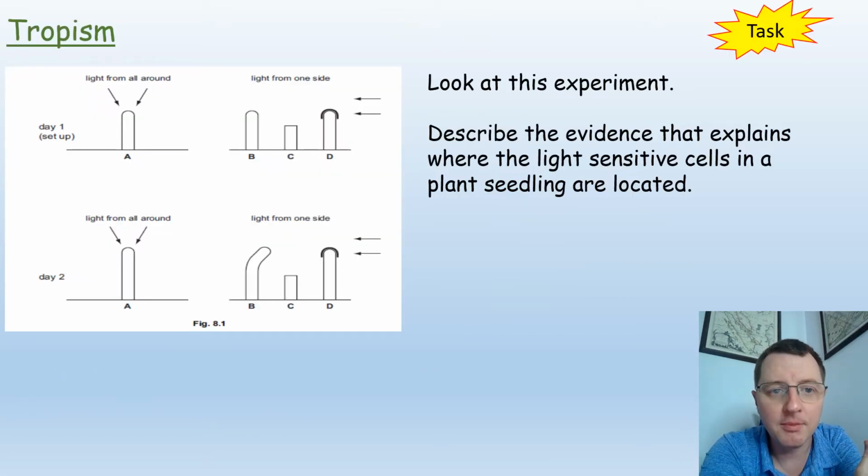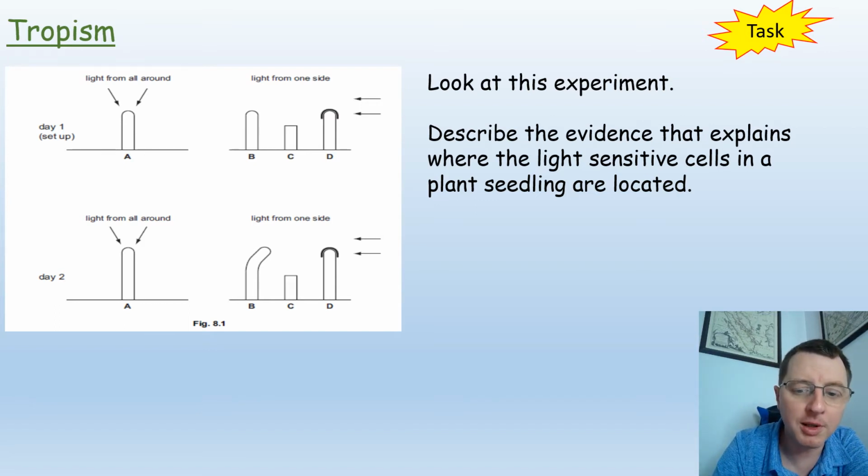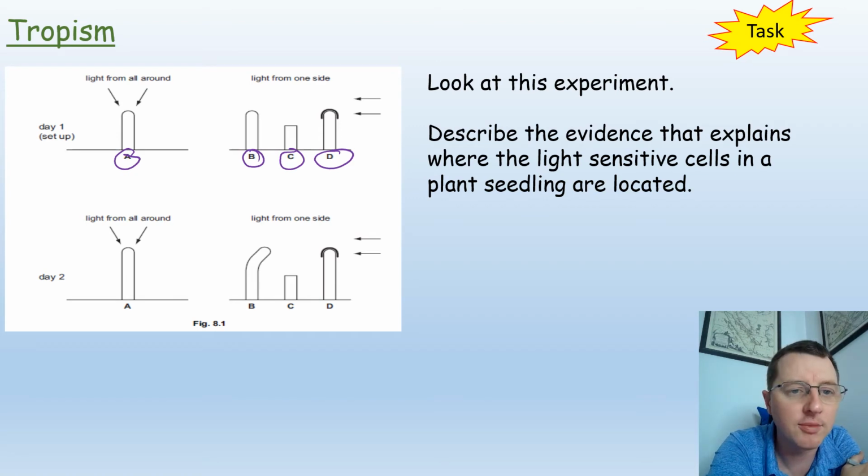So it's clear that plants must be able to sense stimuli. So let's look at an experiment into these tropisms to try and find out which part of plants are able to sense the stimuli and control this plant growth. So look at this experiment. Can we describe the evidence that explains where the light sensitive cells in a plant seedling are located? So we have 4 different plant seedlings, A, B, C and D, and they're all held in slightly different conditions.